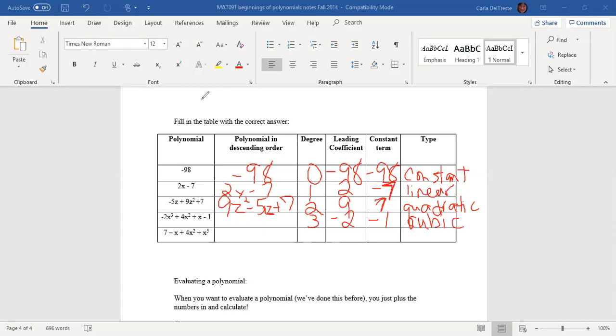And last but not least, this is not written in descending order. So first I have to rearrange. I'm going to write x to the 5th plus 4x squared minus x plus 7. And then answer the questions. The degree will be 5. The leading coefficient will be 1. The constant term will be 7. And because it's a degree of 5, there is no classification. So you would just call this a 5th degree polynomial. So there is no special name there.